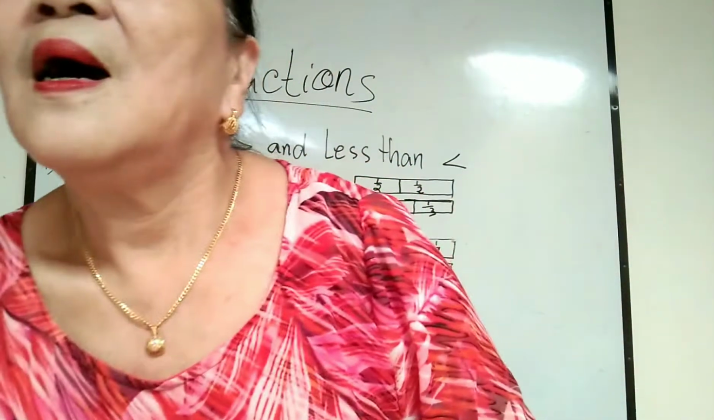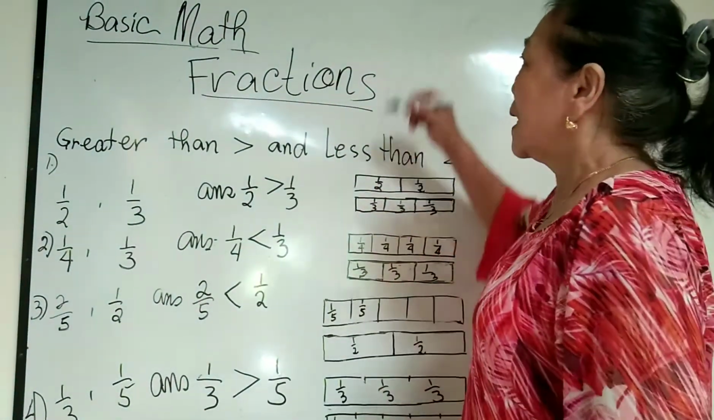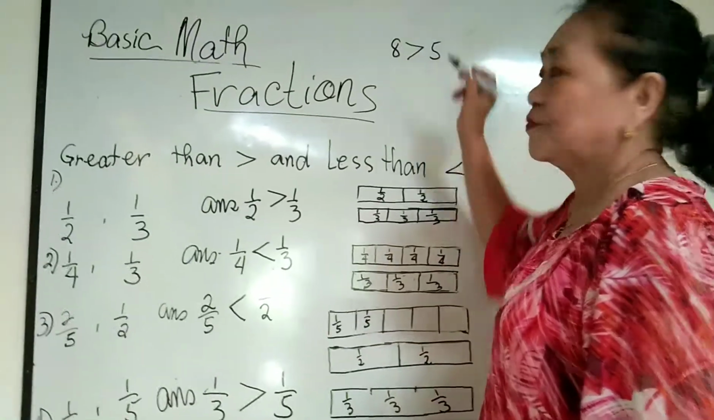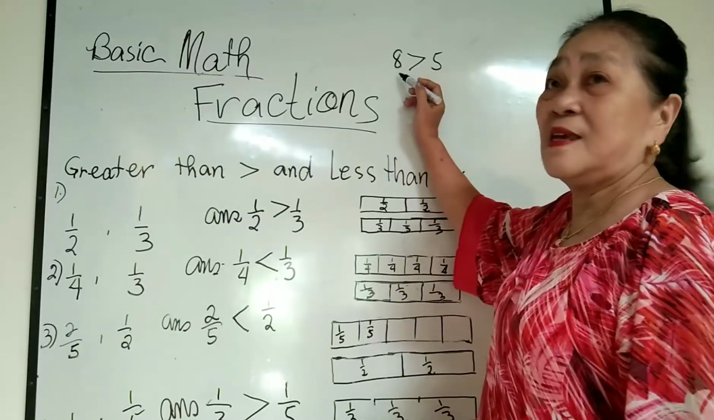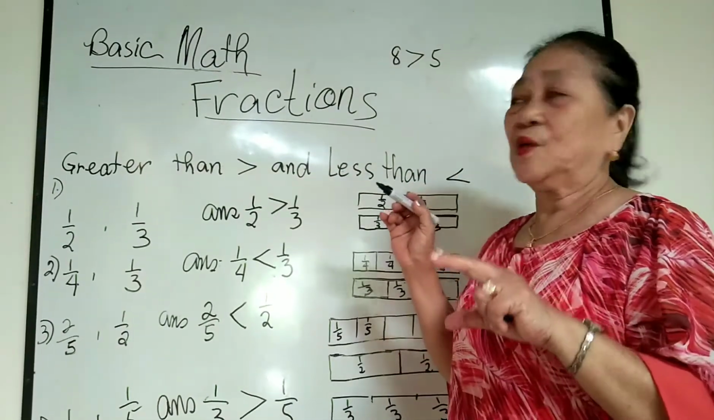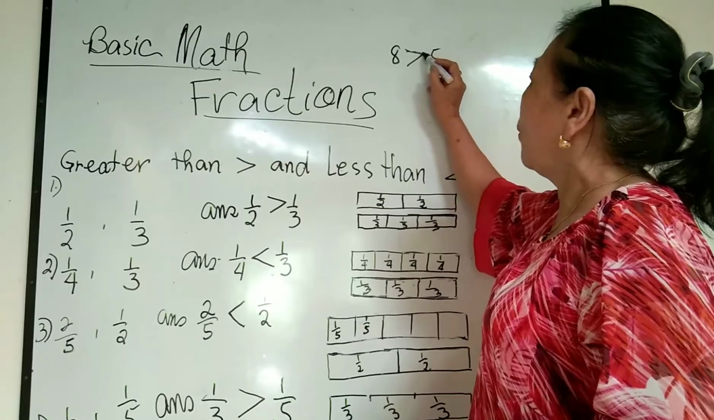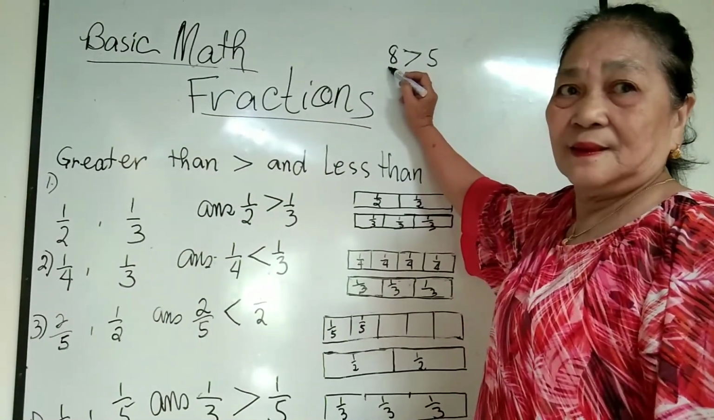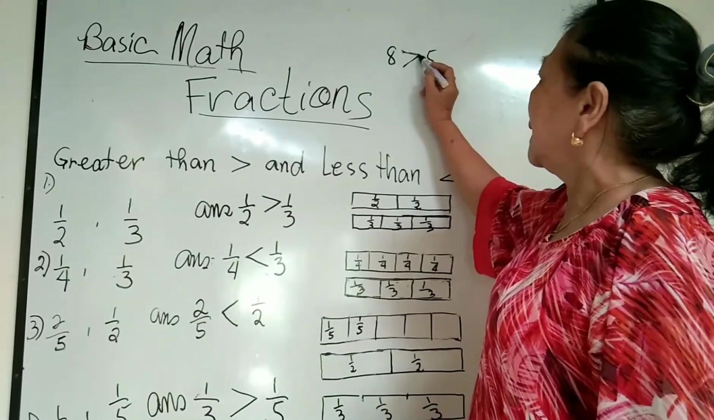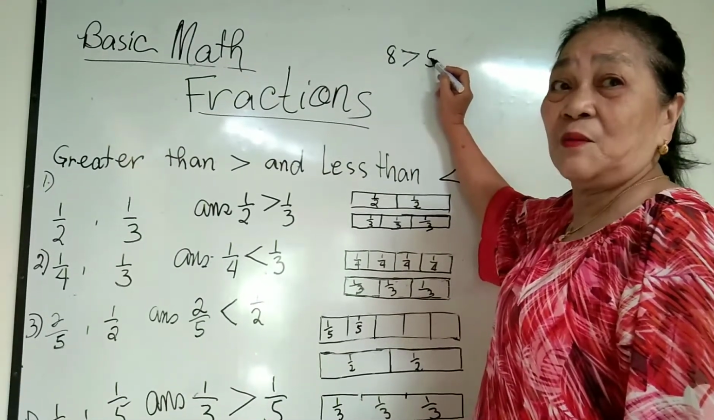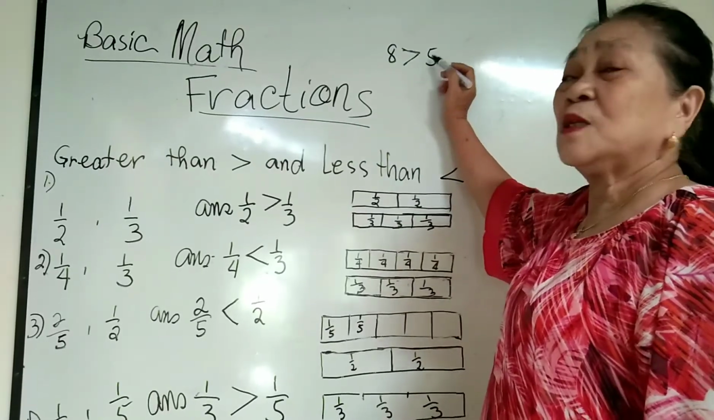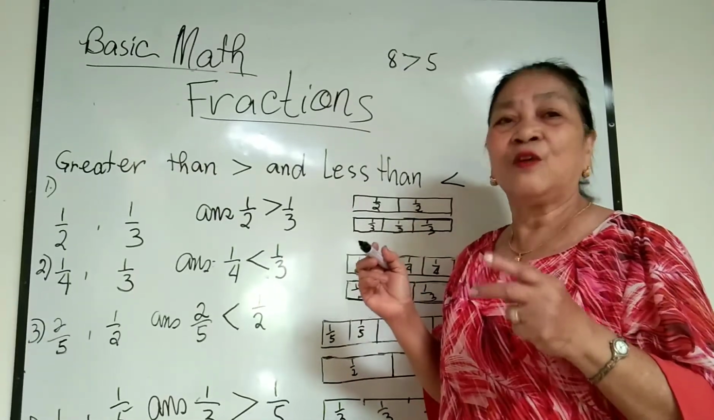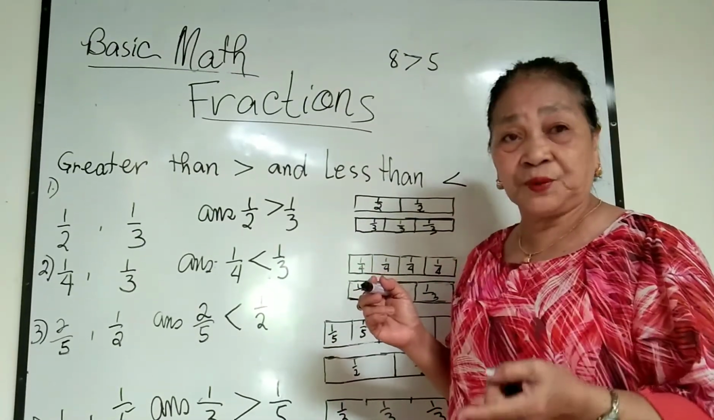Now, in simple math, 8 is greater than 5 because 8 is greater and the opening is facing towards 8. Then at the back, this is the tip, meaning this number is smaller. But in fractions, it is different. You have to listen carefully because I'm going to give you tips.